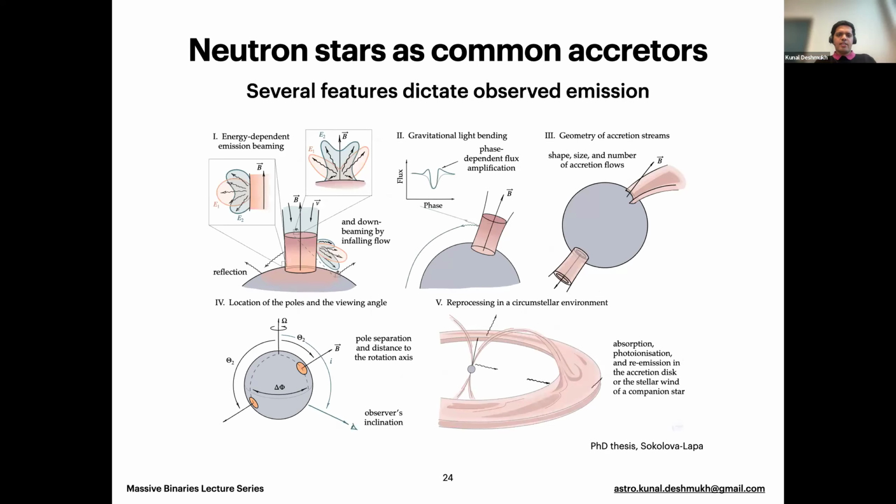So, a nice cartoon. This is from a nice PhD thesis by Ekaterina Sokolova-Lapa that I've used for much of my talk. This cartoon summarizes all the different things at play when we look at high mass X-ray binaries, and what kind of emissions we get. For example, in the top left, we have energy dependent emission beaming. If you have different energies, you can get different beaming, and you can get gravitational light bending. The geometry of the accretion streams also plays a big role in the shape of the pulses.